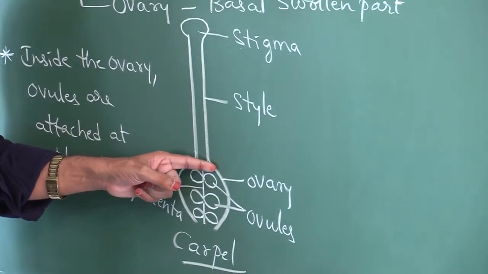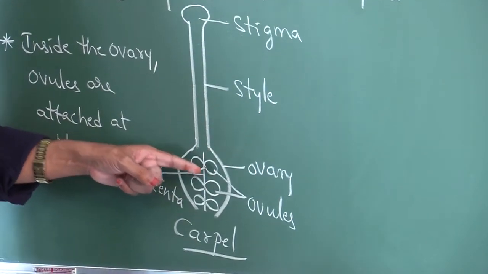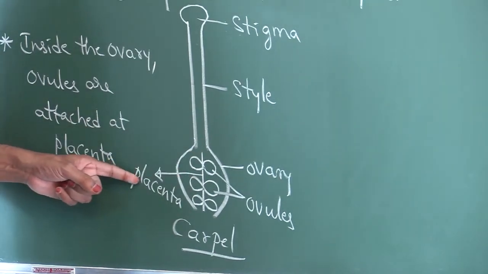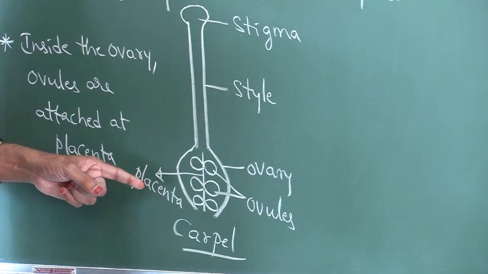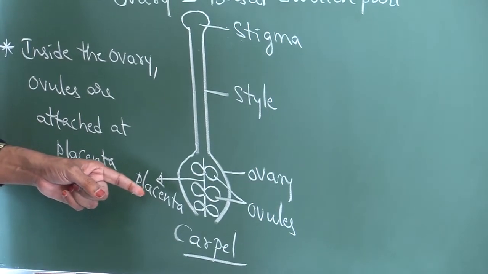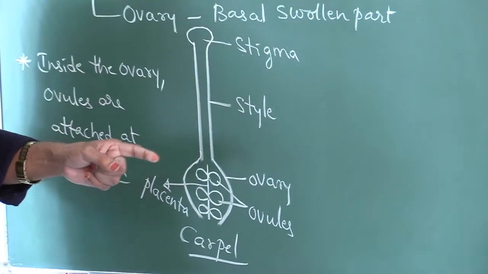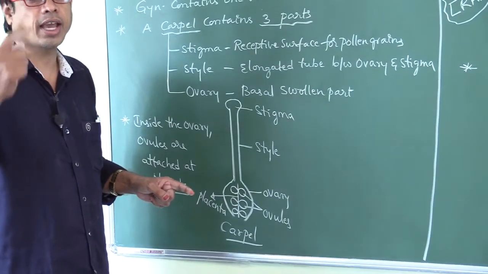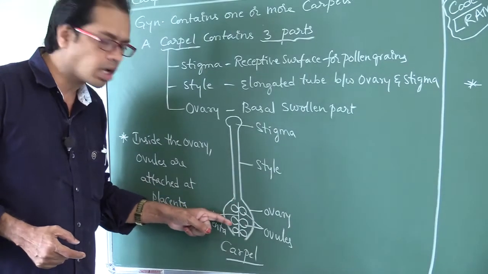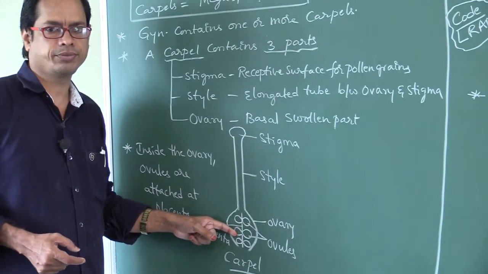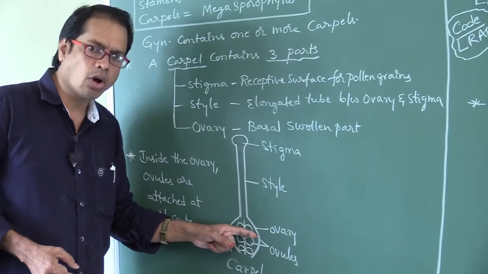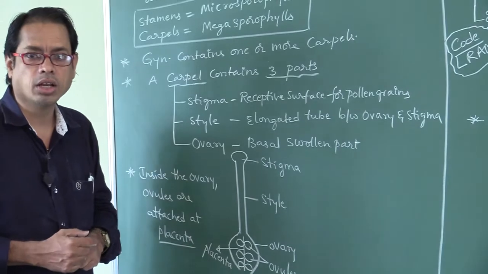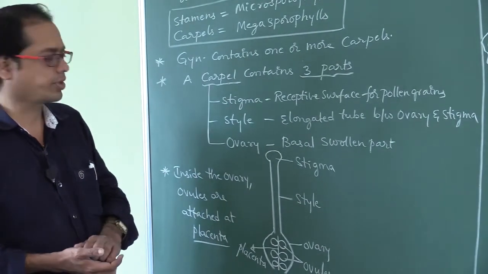Inside the ovary, ovules are borne on the placenta. A vertical line is there, no? That vertical line is called the placenta. The ovules are borne on the placenta inside the ovary. The cavity present inside the ovary is called the ovarian cavity. The stalk of the ovule is called funicle or funiculus.